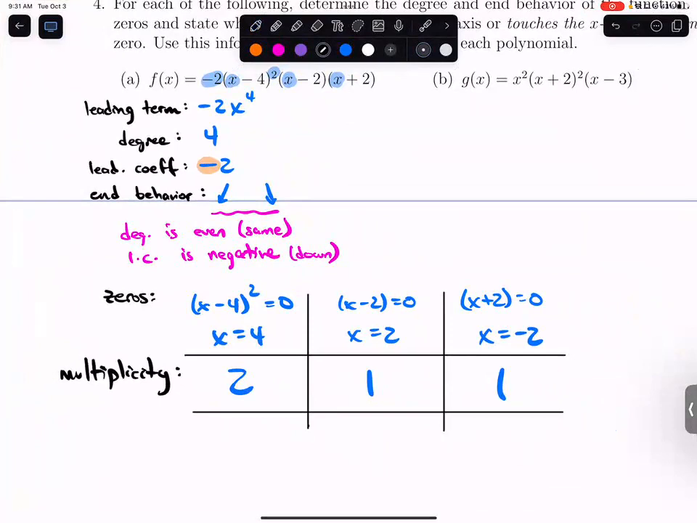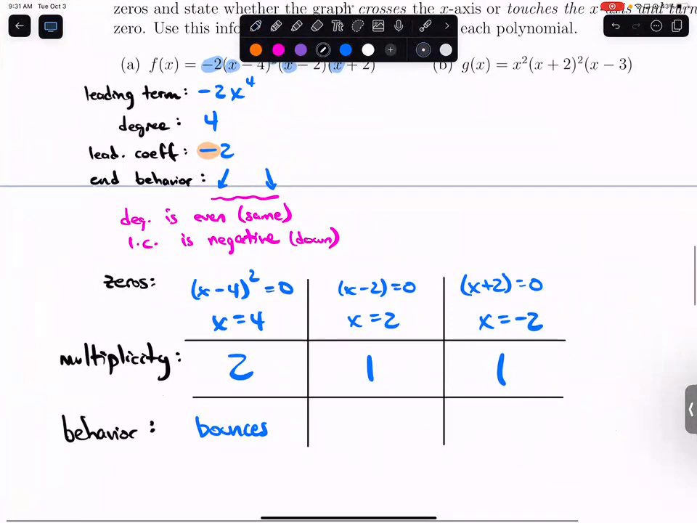Somewhere in the directions for this problem, I said something like, describe what happens at each 0. The behavior of each of these things: this one bounces off. It touches and turns around. It changes direction or its tangent as it's intersecting. I'm just going to say it bounces off. The other two, the graph crosses through the axis there.